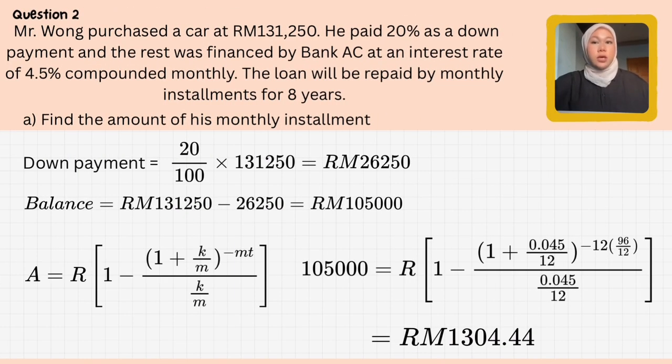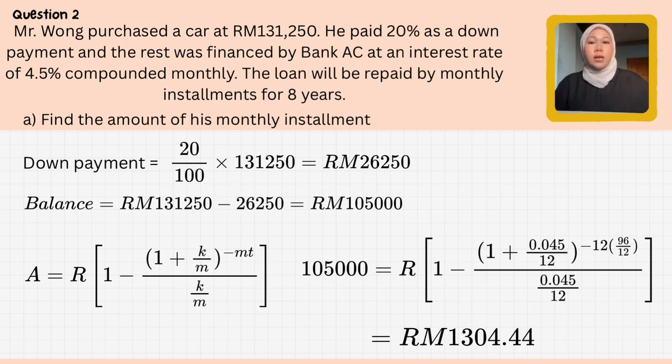Okay, so for question 2A, find the amount of his monthly installment. We know that Mr. Wang already paid 20% as a down payment. So the working for the down payment is 20 over 100 times 131,250. We will get 26,250. And now we need to know the balance after we deduct the down payment. So 131,250 minus 26,250, we will get the answer 105,000. So the 105,000 is the amount that we need to pay in 8 years. And now how much is the monthly installment?